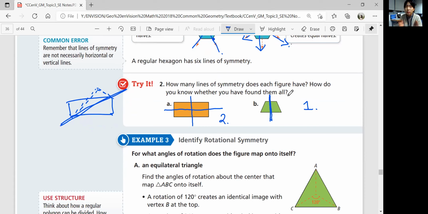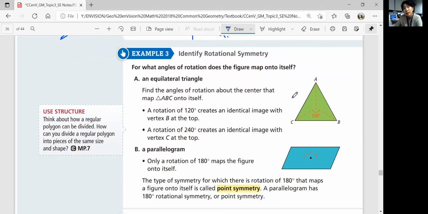Example 3, identify rotational symmetry. For what angles of rotation does the figure map onto itself? So we want to find the exact angle where we rotate the figure to have symmetry onto itself. Okay, so these were the lines of reflection that we were looking at, right? Now we're thinking about rotation. Okay, look at part A.